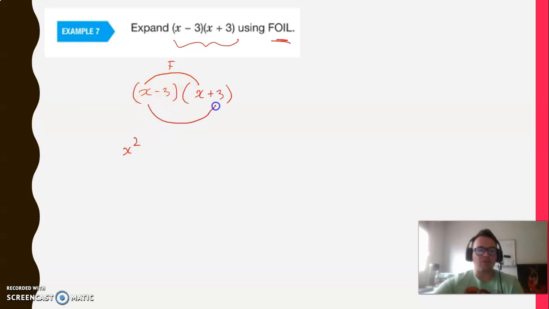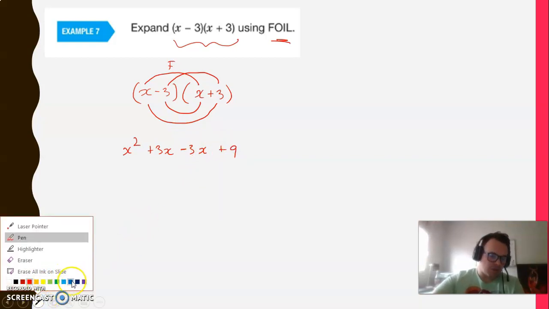Then outside terms, O stands for outside, x times 3 is plus 3x. Then inside terms, minus 3 times x is minus 3x, okay? And L for last, x minus 3 times 3, which is positive 9. Okay, what do you notice?